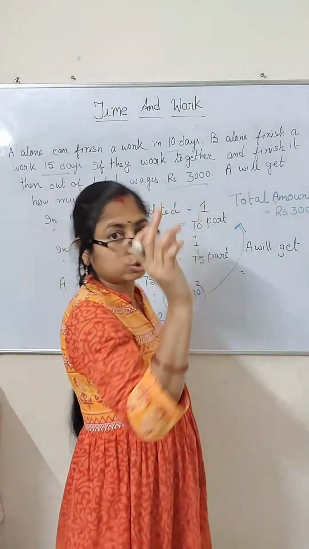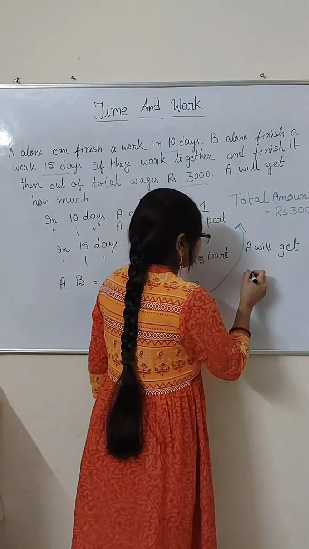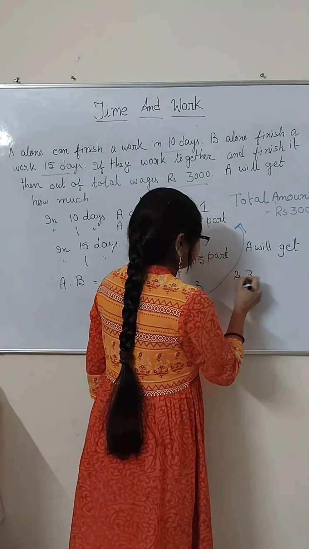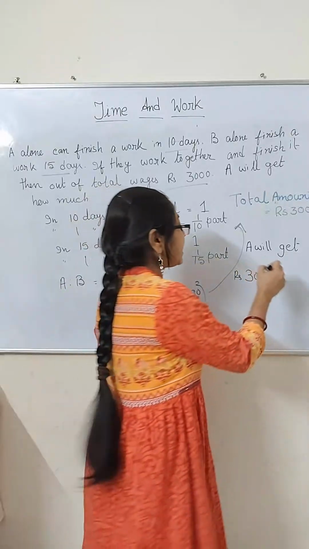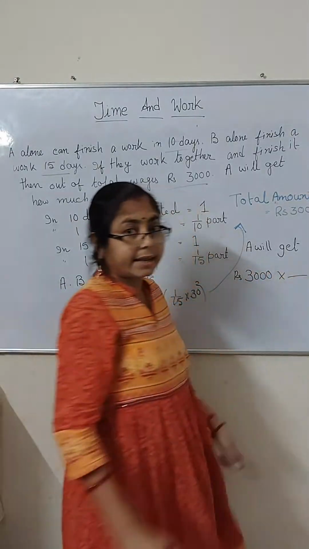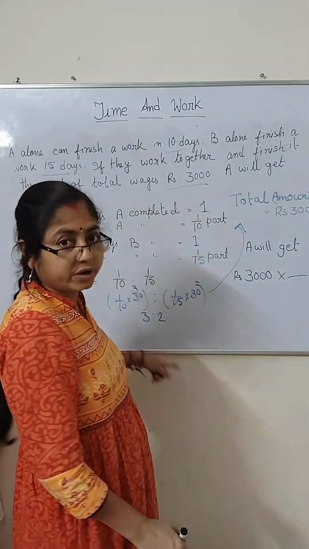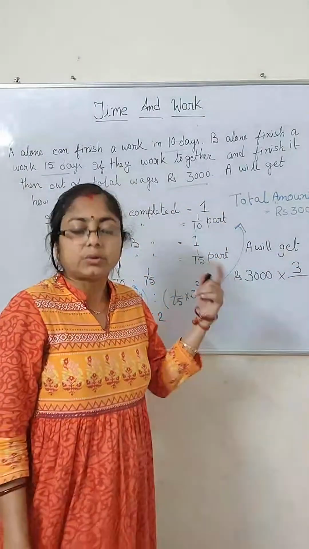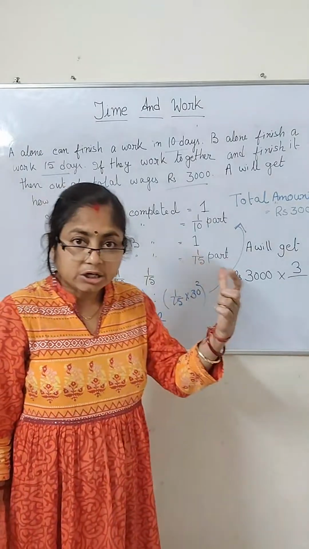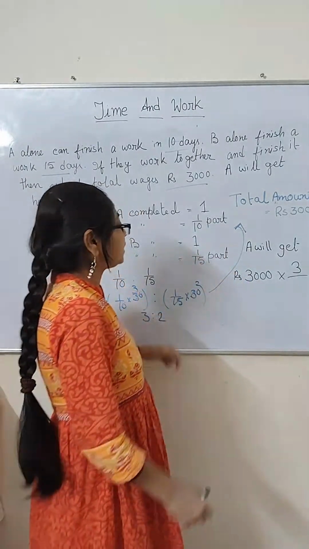First you write the total amount. Then what you will do? Multiply sign. What is the A part? A part is 3, so I write the 3. And down what you are doing? The addition of the 2 ratios. 3 plus 2, 5.